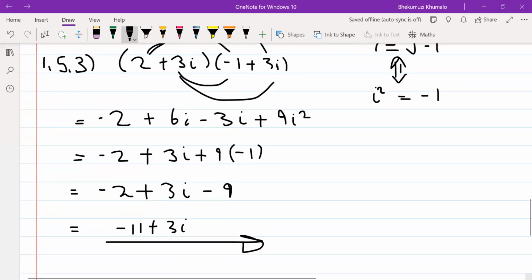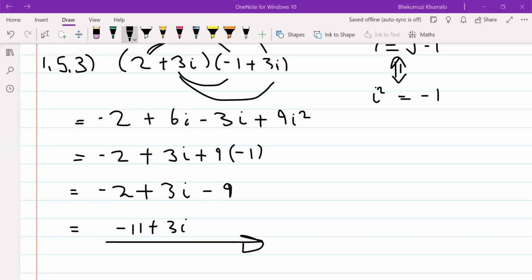Okay. So as you can see, what we did was we went through the whole process of multiplying. And we should remember when we're working with complex numbers, whenever we find i squared, it just means that it's equal to negative 1. i squared is equal to negative 1 when we're working with complex numbers, okay?